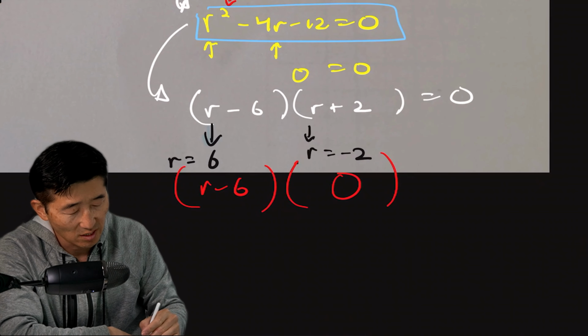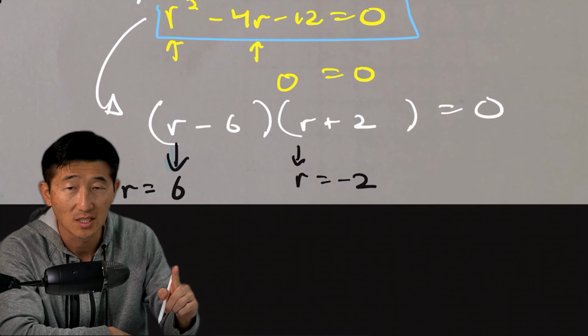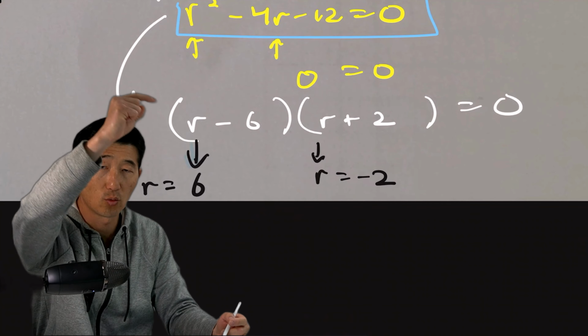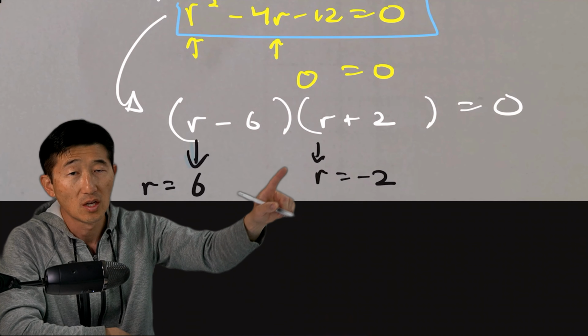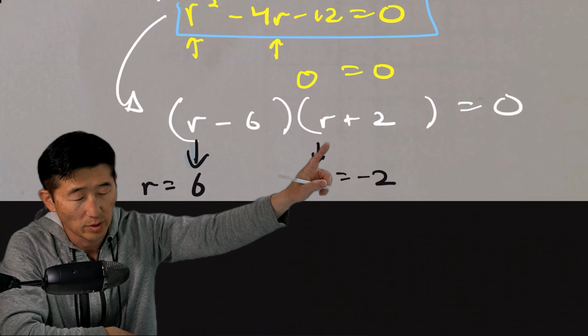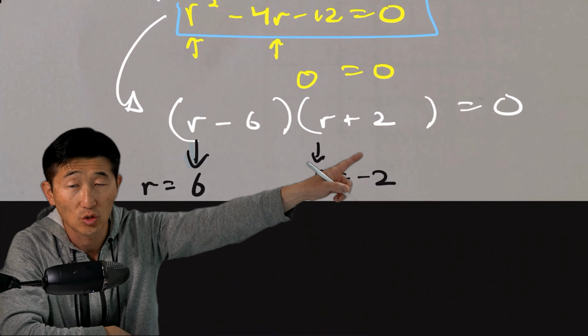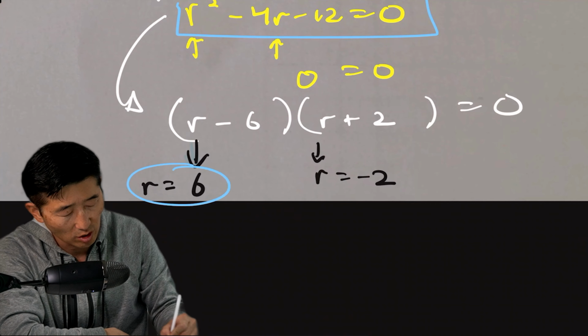I know you're probably thinking, what's all with all these zeros? Okay, the idea is you're trying to figure out what is going to turn one parenthesis into a 0. The first parenthesis, because you have an R minus 6, we want R to be a positive 6. 6 minus 6 is equal 0. For the second parenthesis, we want R to be a negative 2, so that when you plug it in, negative 2 plus 2 will become what? 0. Okay? So it turns out that these two are the solutions.